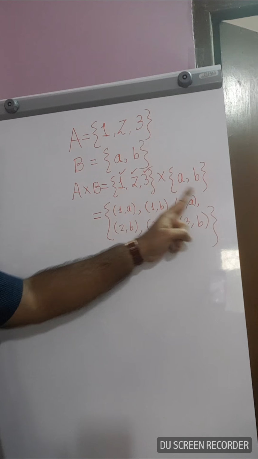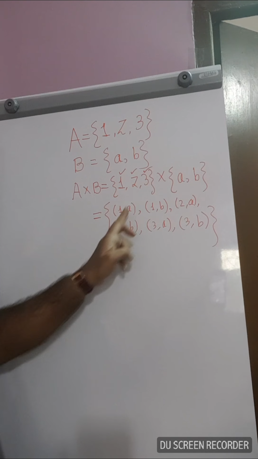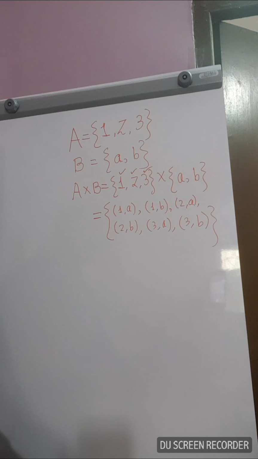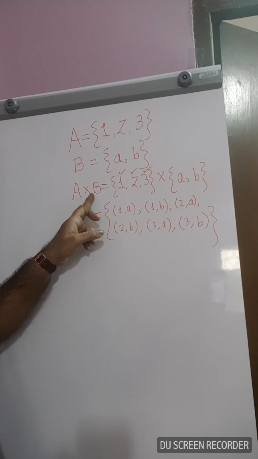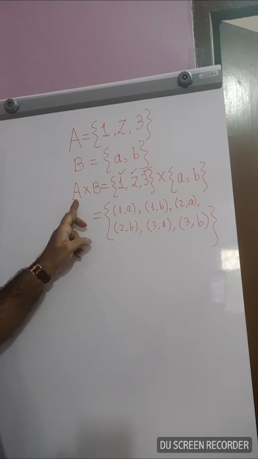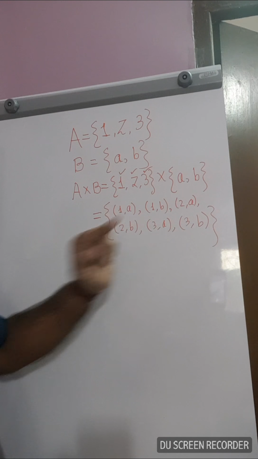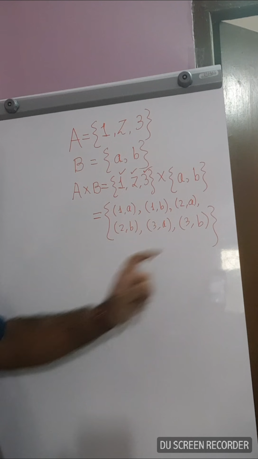So you note here that the cardinality of the cross product A cross B is 3 into 2, that is 6. So we have total 6 members here. So in general, if the set A has P elements and that set B has Q elements, then their Cartesian product A cross B shall contain P into Q number of elements. So this is how to multiply two sets A and B.